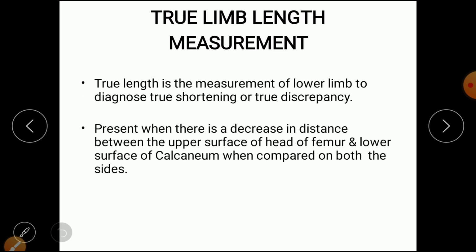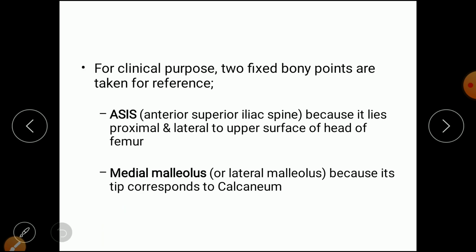Now we discuss one by one how to measure the true and the functional LLD. First is true limb length measurement. True length is the measurement of the lower limb to diagnose true shortening or true discrepancy. It is present when there is a decrease in distance between the upper surface of the head of the femur and the lower surface of the calcaneum when compared on both sides. That is known as the true limb length measurement.